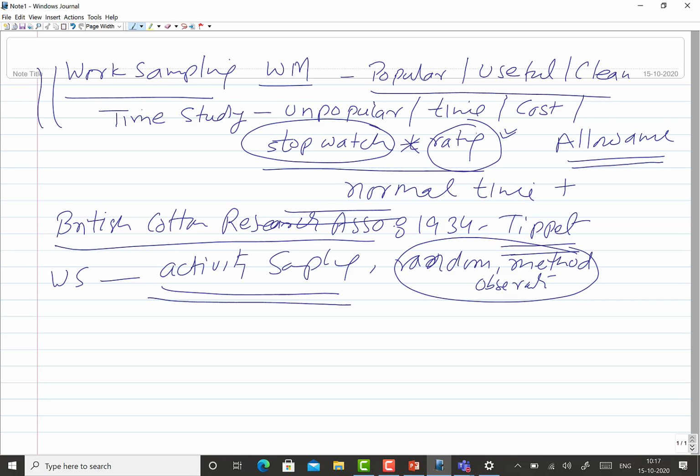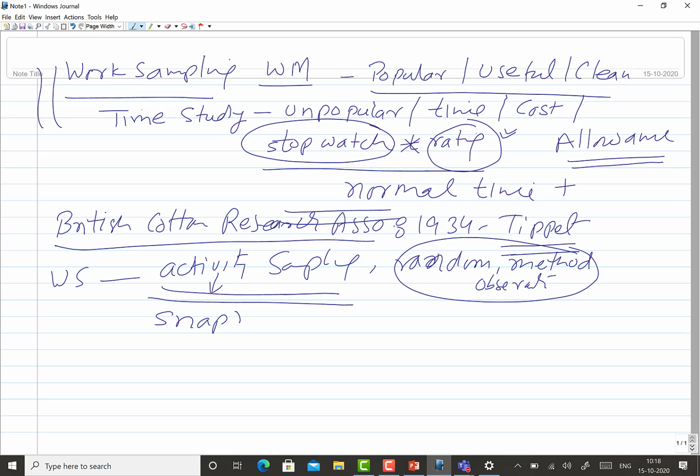Activity sampling, like whether something is in action or something is idle, and what are the regions of the same. Those activities, things in action or idle, are sampled. So we try to get an idea of what kind of activity is happening.